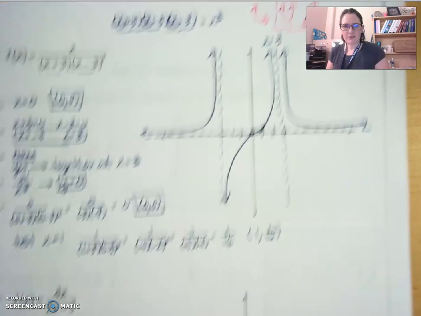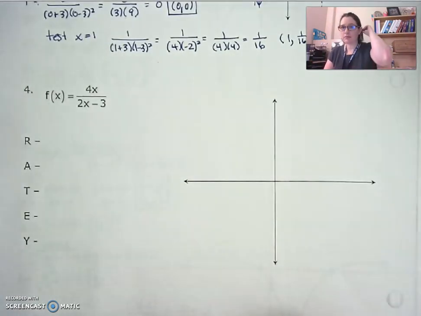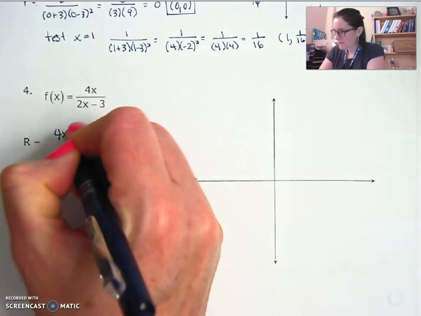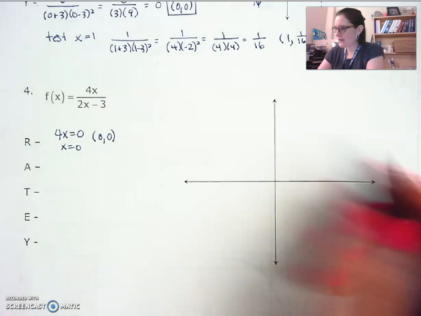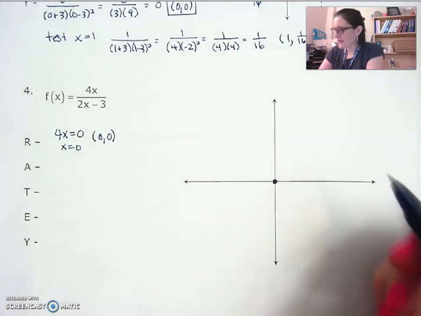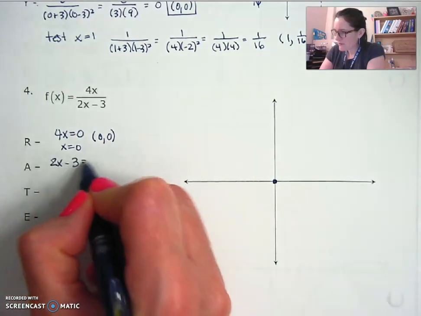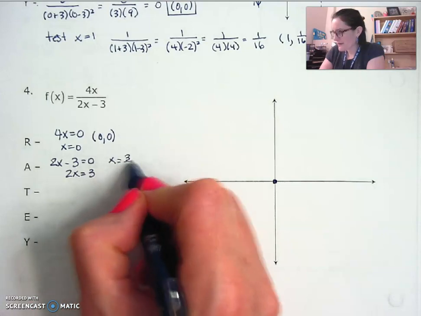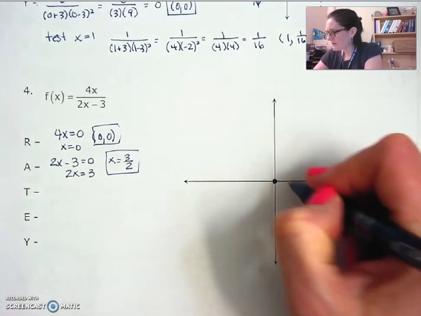All right, so for this last one, feel free to pause the video and try this one yourself, and then come back. So set the top equal to 0, solve, write it as an ordered pair, graph. For the vertical asymptote, set the bottom equal to 0, solve, write it as a line. Graph, that is 1.5.